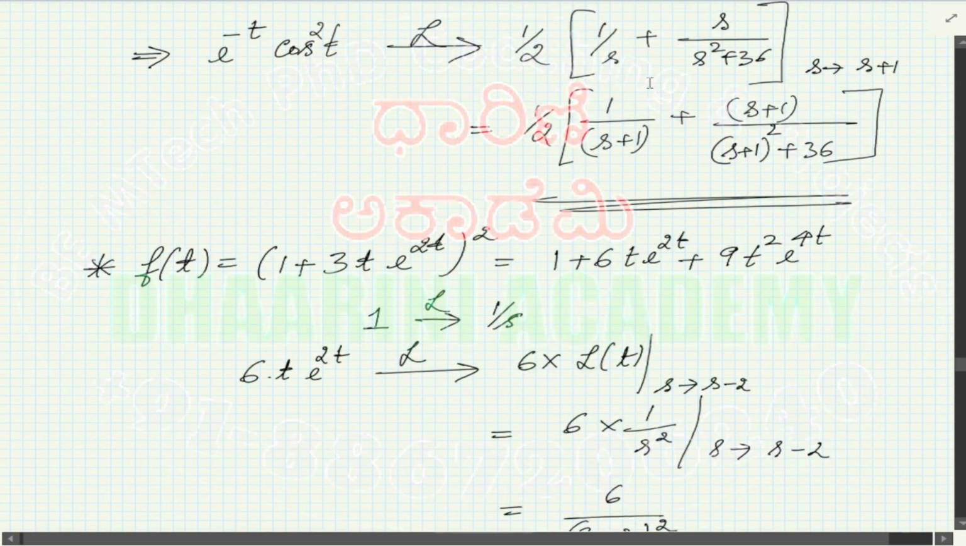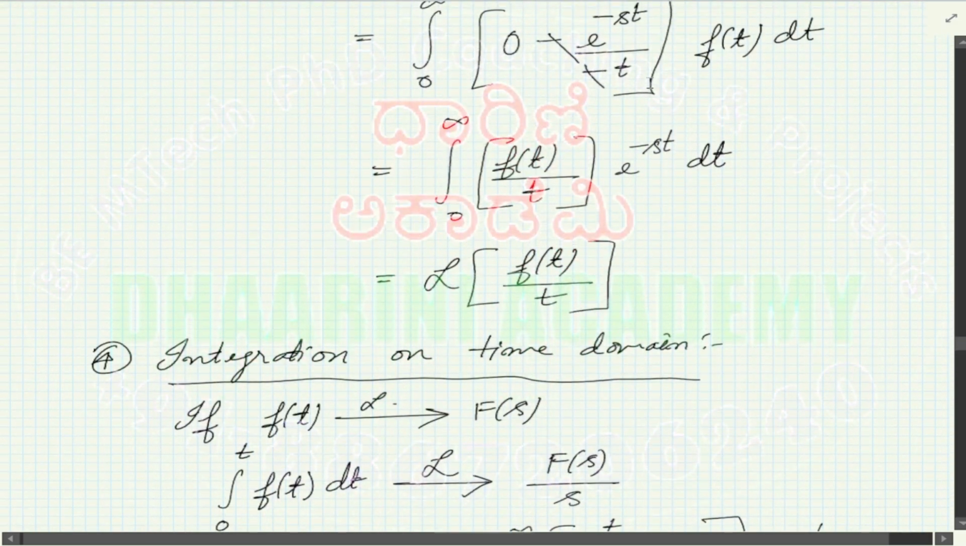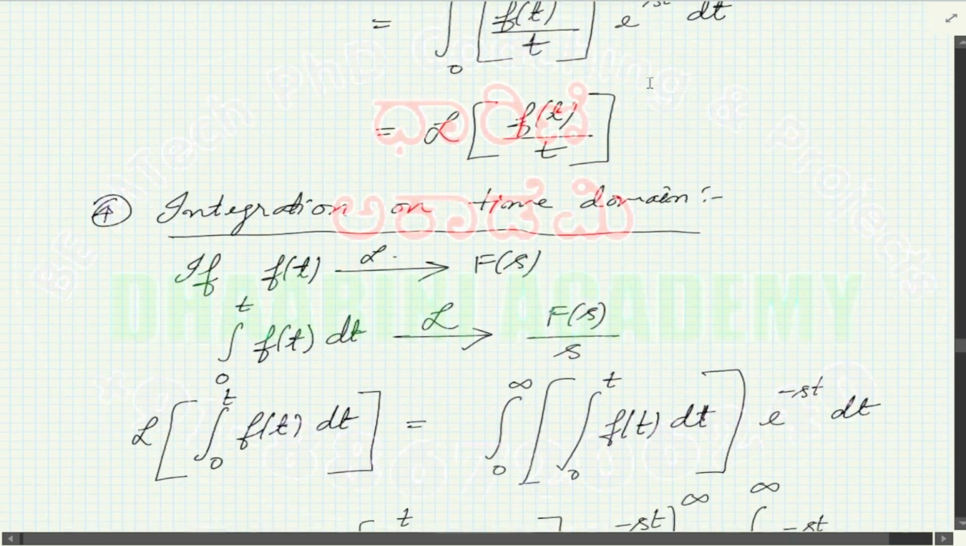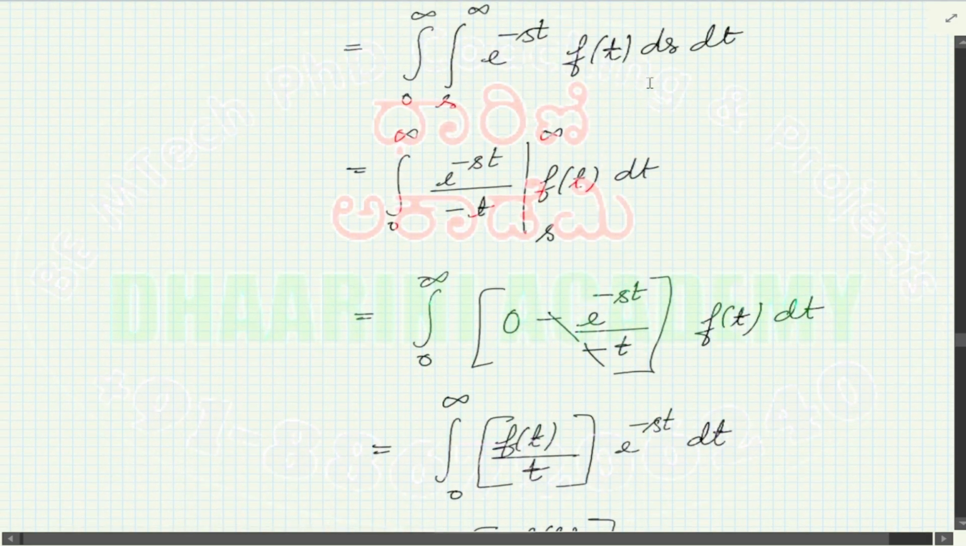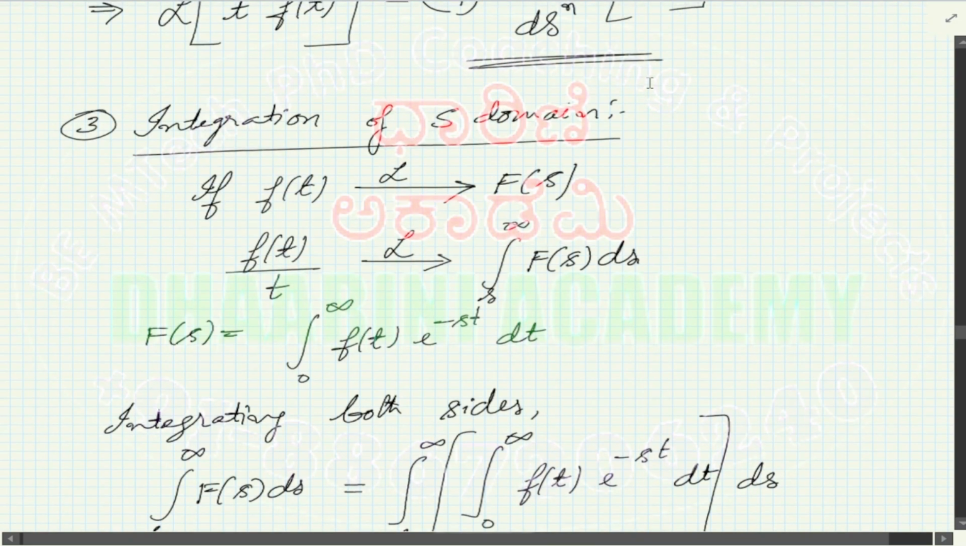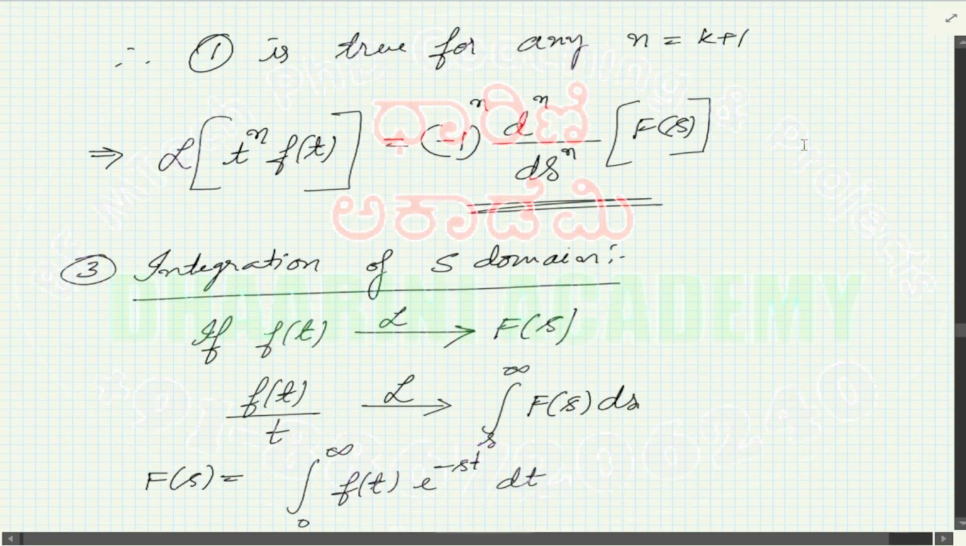I'll show you the properties. Just check. This property says you are integrating in the time domain. That's not happening. I'm multiplying by t. Just check this. Here you are dividing by t, right? So here you can note that we are dividing by time. This is not the property.